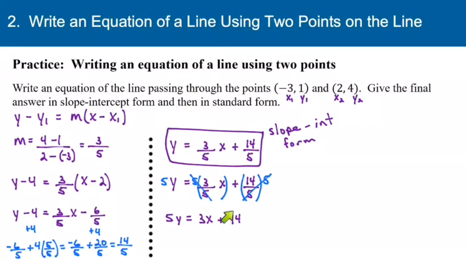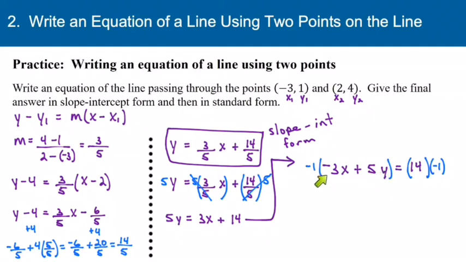And this is almost standard form, but I need the x term on the left. So I'm going to subtract 3x from both sides. And now again, this is closer because now I have the x and the y on the left and the constant on the right, but I need the a number to be positive. So now I'm going to multiply through by -1.